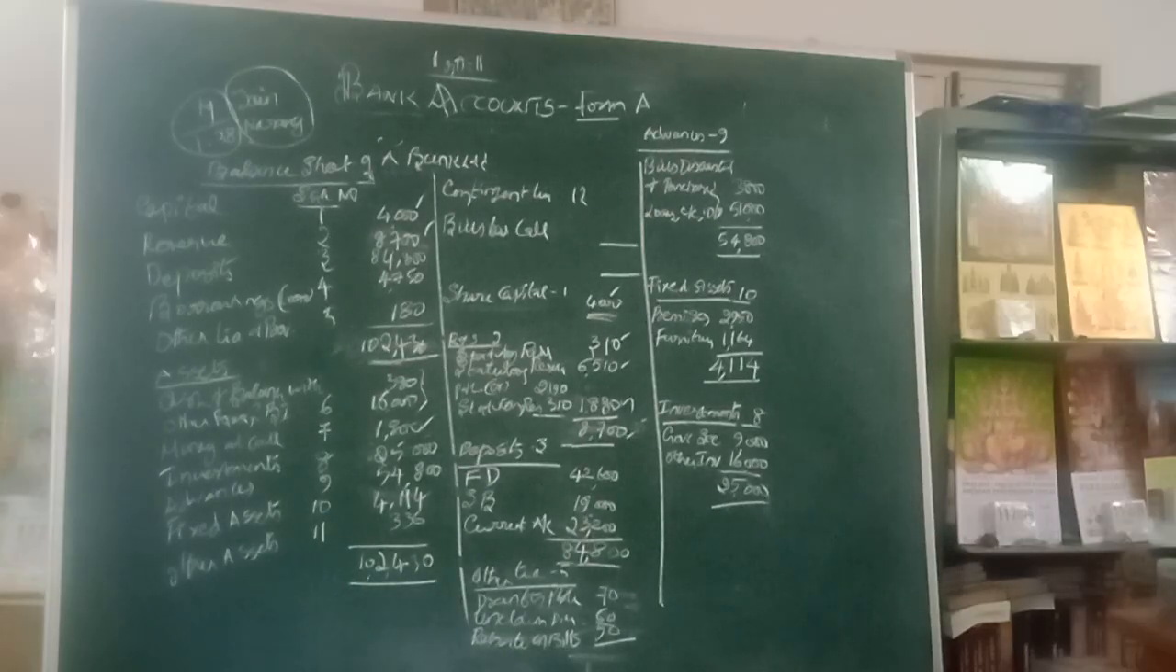If opening balance and closing balance of rebate on bill discounted are given, we have to add the opening balance in schedule number 13, and deduct the closing balance of rebate on bill discounted. That is one effect in schedule number 13, and another effect is you can show it either in the advances, schedule number 9, or in other liabilities and provisions, schedule number 5. In that way we can show the amount. So three things I have explained.